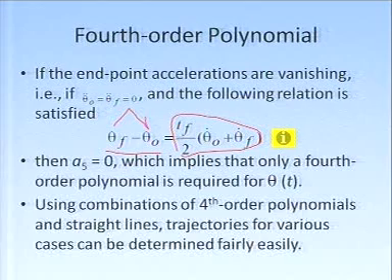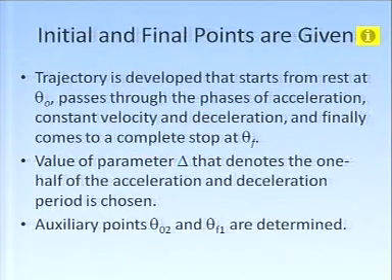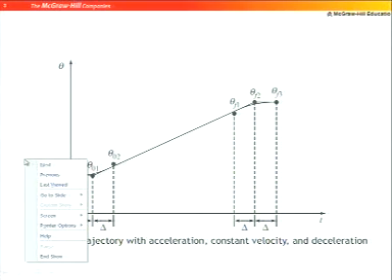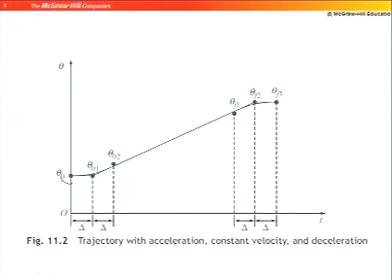So, our objective is to connect theta f and theta 0. So, if we make these conditions, then we can use a fourth order polynomial. So, here I wanted to show an exercise. I want to go from this point here, theta 0, to theta f.